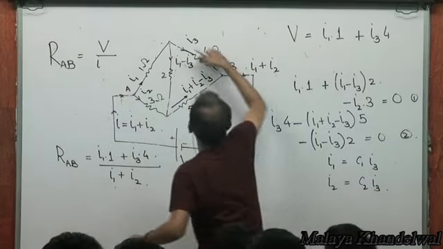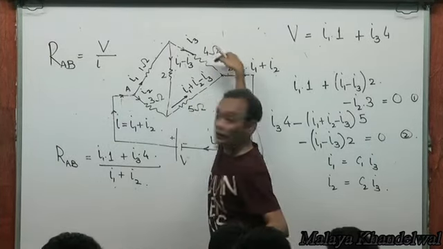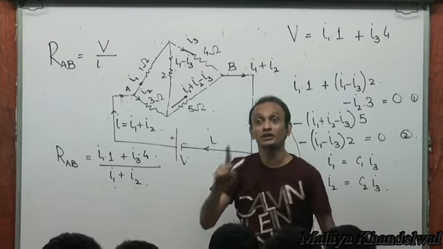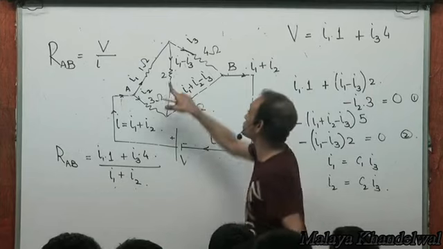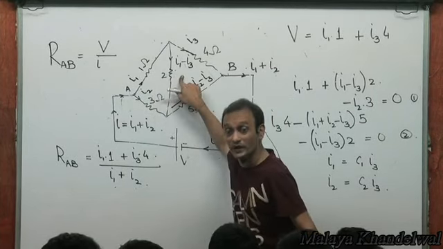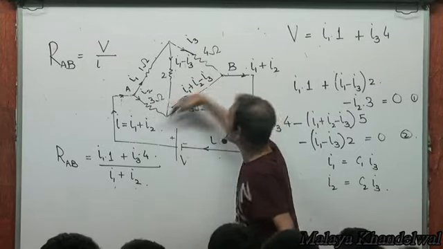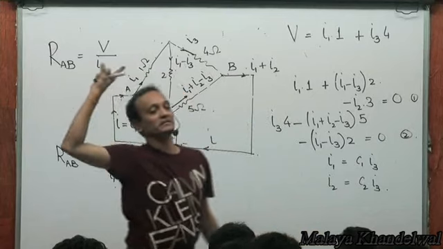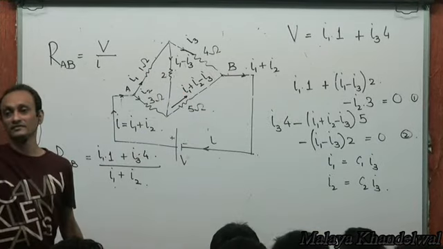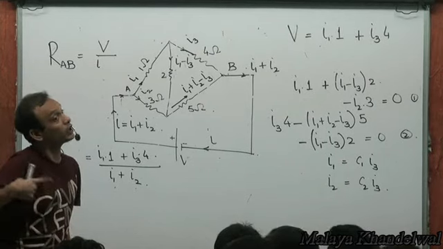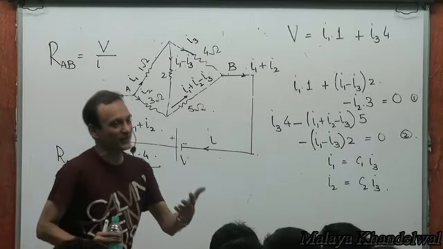You could apply KVL to this loop. When you apply KVL to this loop, actually you will not get an independent equation. That's the same as the two equations added. If you add this loop equation and this loop equation, you will get the equation of this outer loop, KVL applied to this outer loop. So it will not give me an independent equation. So you can't solve for I1, I2, I3 here.